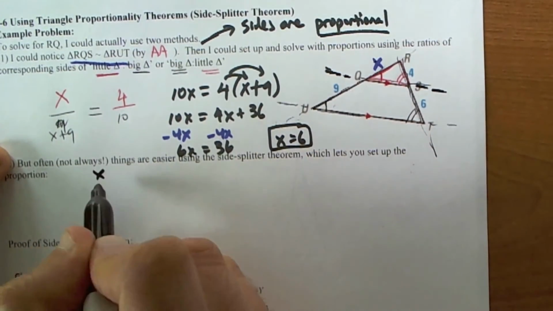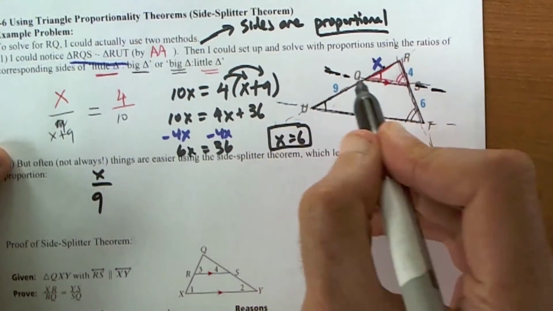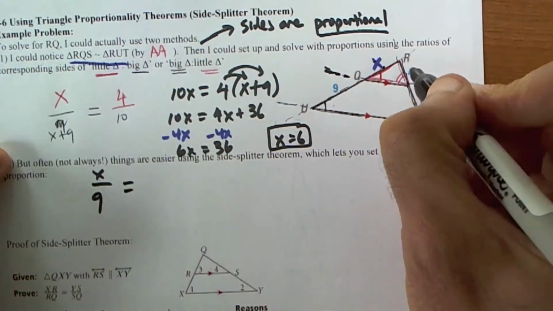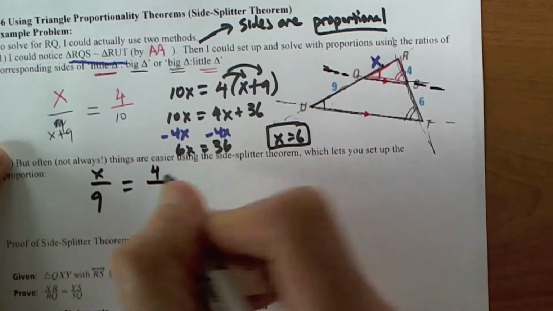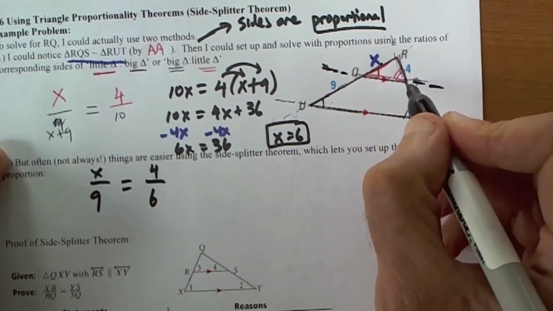I can say x is to 9. So this piece is to this piece. I'm just splitting the side here. Equals this piece over this piece. So x to 9 is the same ratio as 4 to 6.